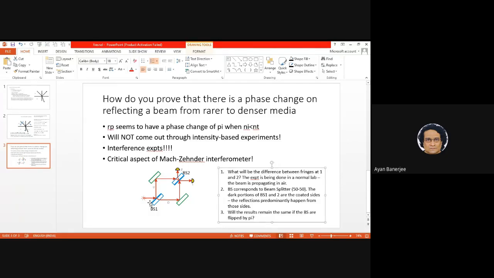This part is the coated side of the beam splitter. I flip it. I now have the uncoated side facing this light, right? And as you can understand, I can have 4 combinations, right? I can have coated sides facing here. I can have coated sides facing here. I can flip this, 2 combinations. I can flip this, the same thing here. I get 4 total combinations. My question is, what you get at this 1 and 2, will that remain the same? Okay, is that understood?